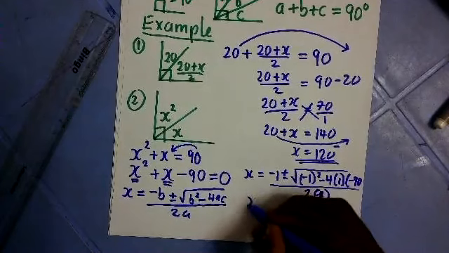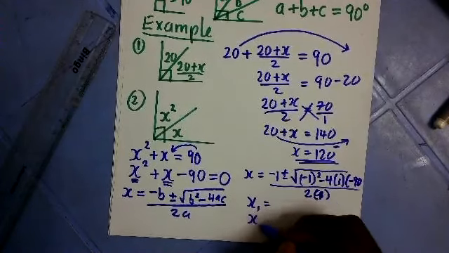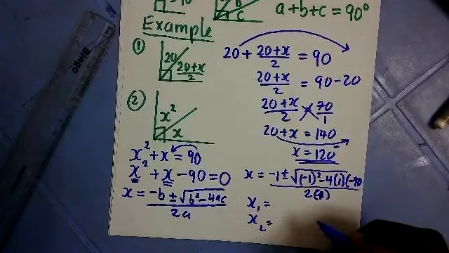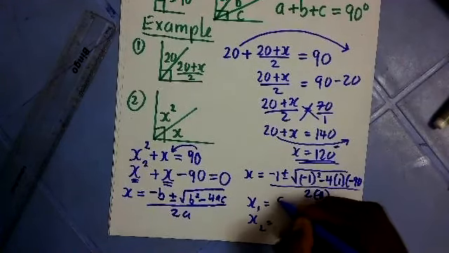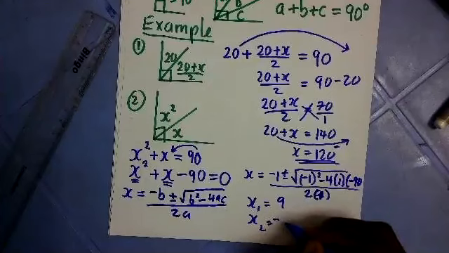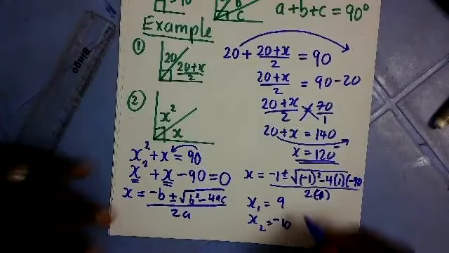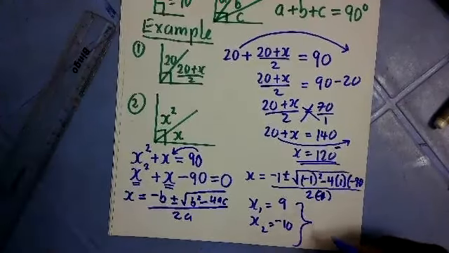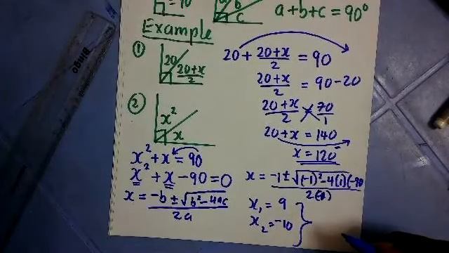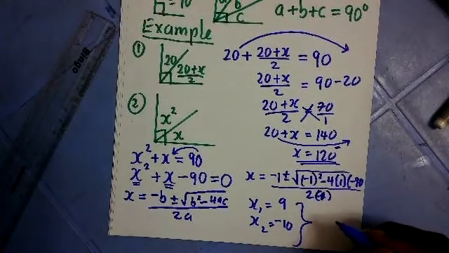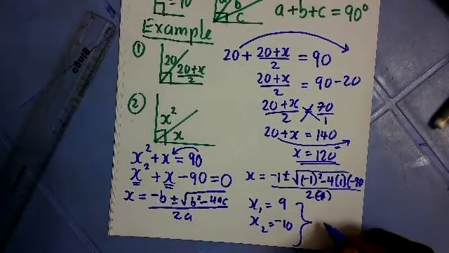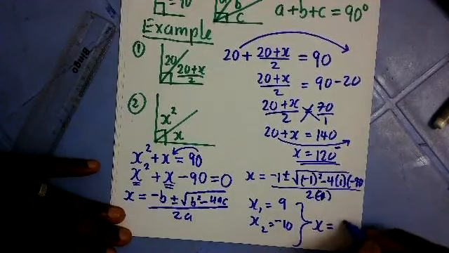Then you go ahead and work it out, and then you get the two values of x. And for this case, my two values of x are 9 and negative 10. So once I get 9 and negative 10, remember I'm looking for an angle. If I'm looking for an angle, I have to take the answer which is positive, because I need to take answers for angle.